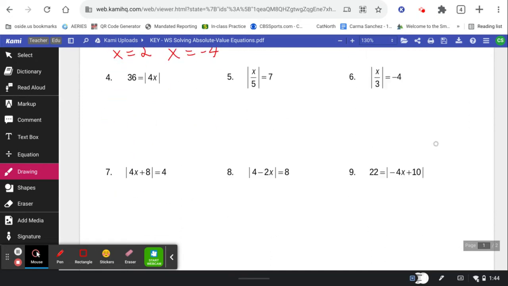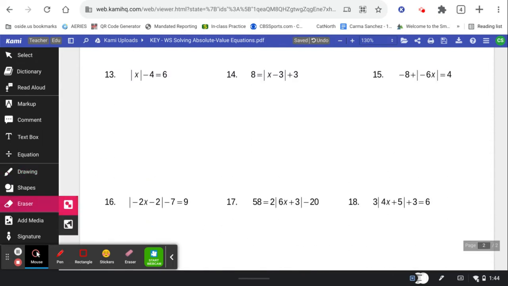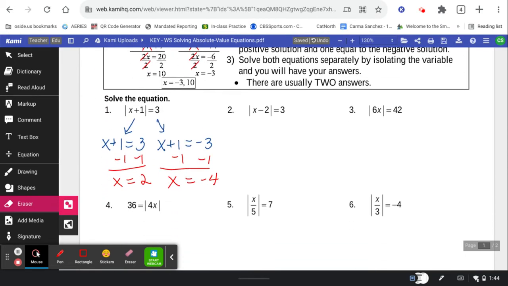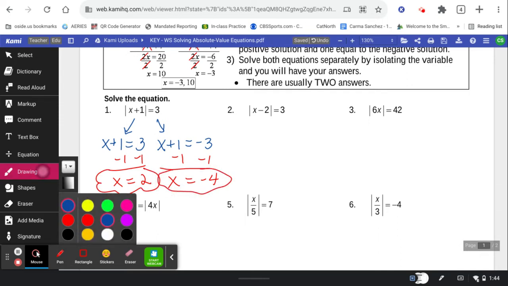You're going to notice that at the bottom of this document, all the answers are there, and so you can check as you go. See how it says 2 and negative 4 right there? Check. I checked my answers. Make sure you show work on all these, though, or else you won't get credit. All right, let's go to the next one.